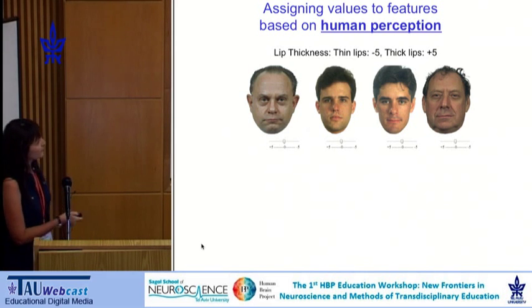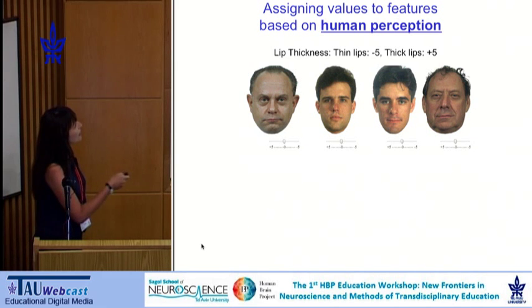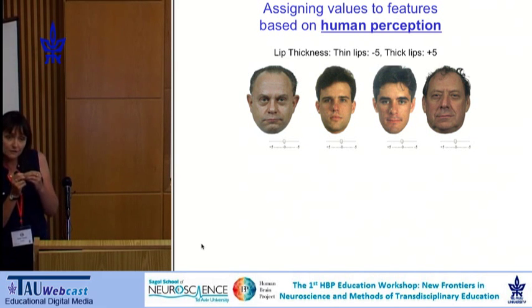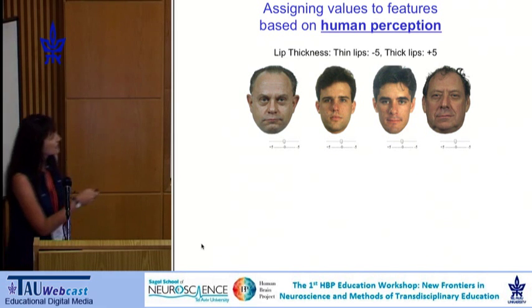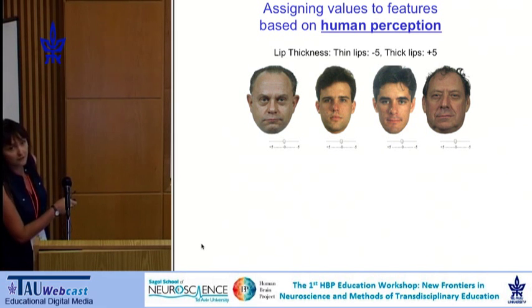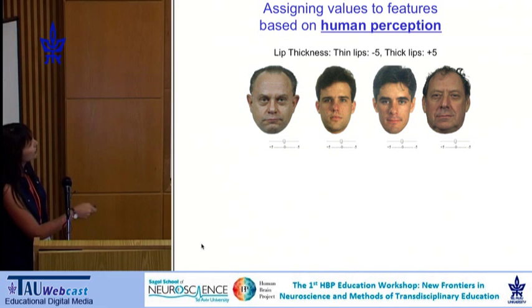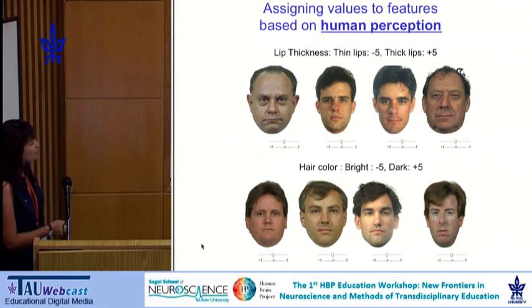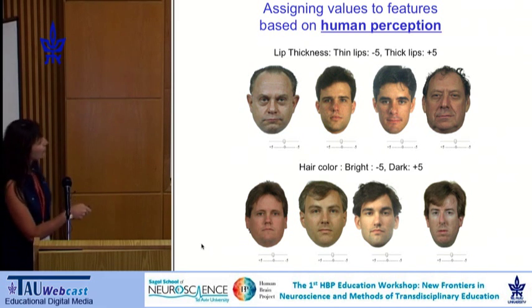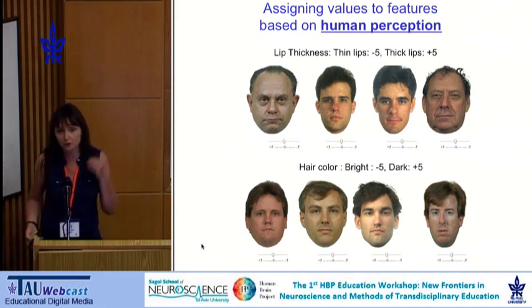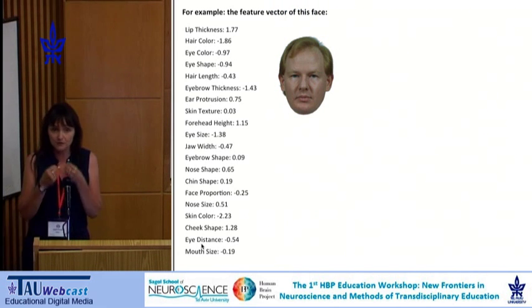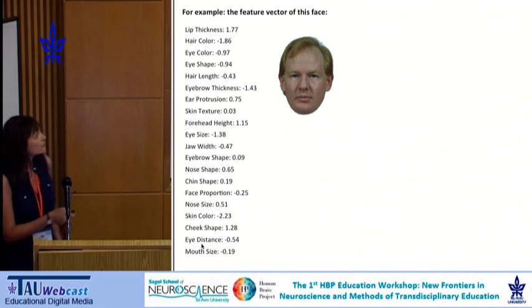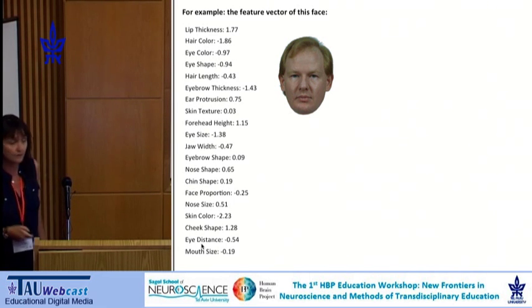We take 100 faces, and I show you just 4 of them here, and we ask subjects to rate each face for a given feature, okay? So, for example, here it would be lip thickness. This guy has relatively thick lips, so you would get +4. This one has relatively thin lips, so you would get -3.5, for example. Here about hair color, okay? So we do it for each of our 20 features, and we end up with a feature vector that is based on perceptual judgments of different subjects for each of our 100 faces, okay?